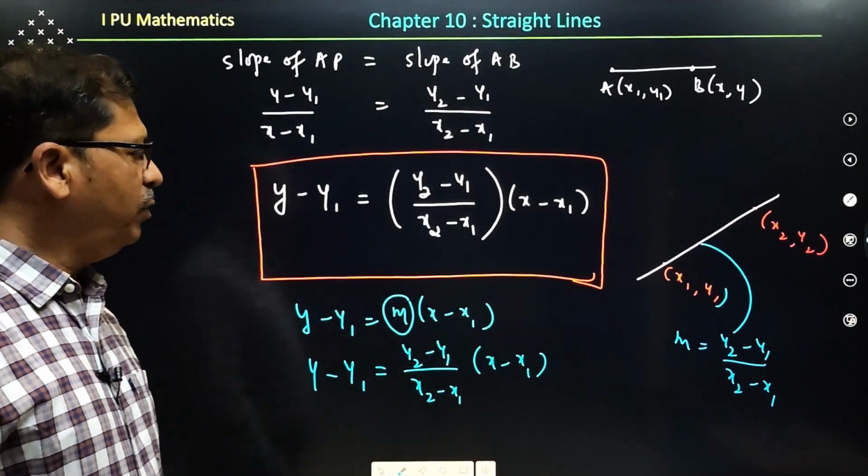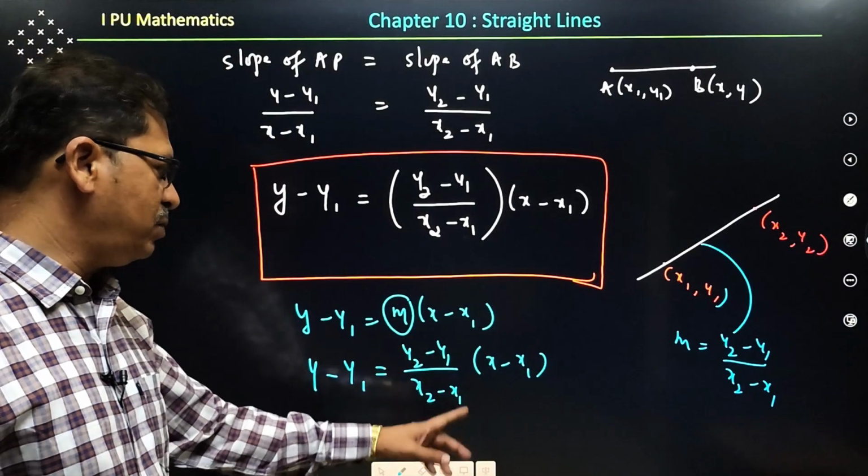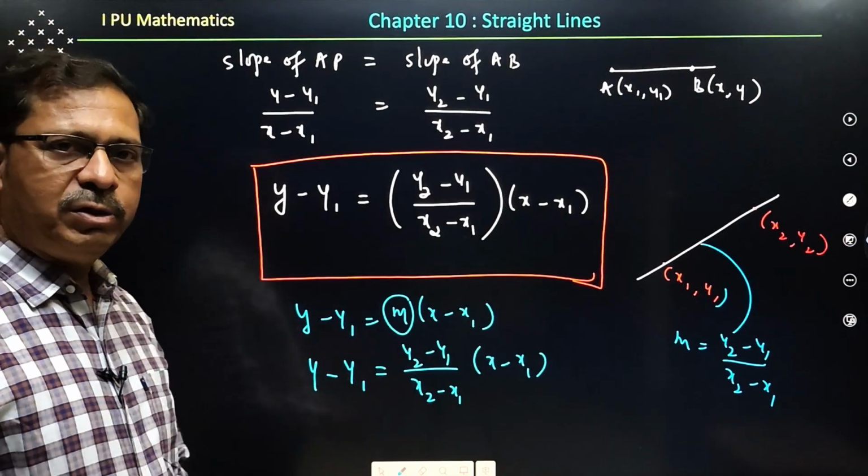Okay, so anyway, you remember the formula. y minus y1 is equal to y2 minus y1 divided by x2 minus x1 into bracket x minus x1. This is the 2-point form of the straight line.